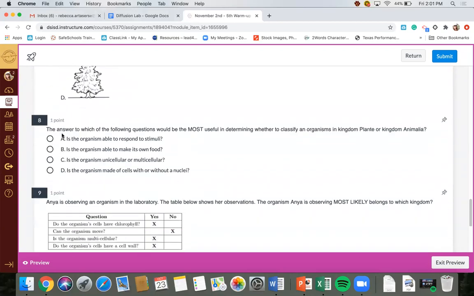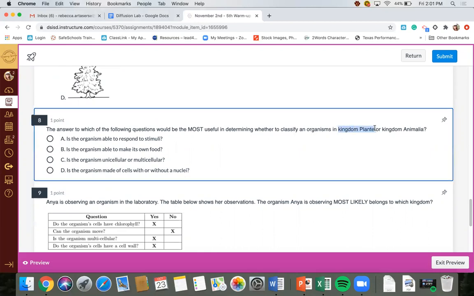8, the answer to which of the following questions would be the most useful in determining whether to classify an organism in kingdom Plantae or kingdom Animalia? So I'm thinking about the characteristics of kingdom Plantae and the characteristics of kingdom Animalia. So is the organism able to respond to stimuli?